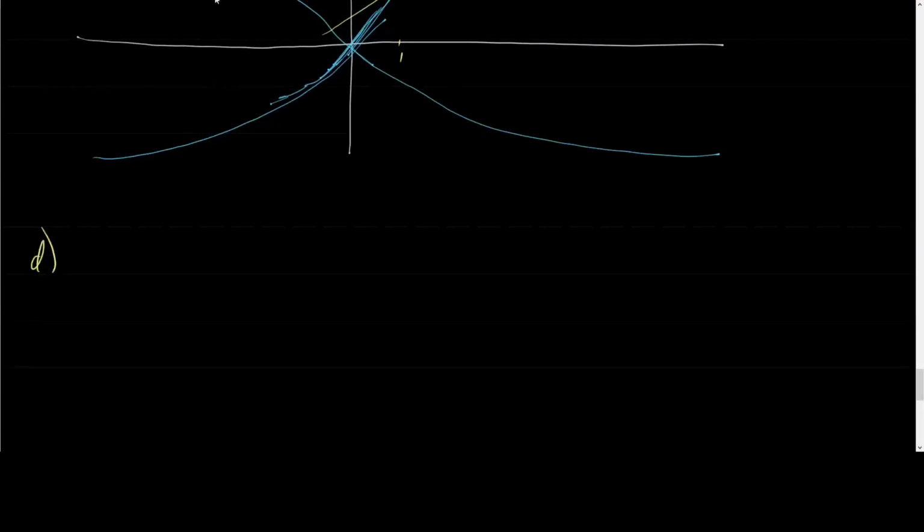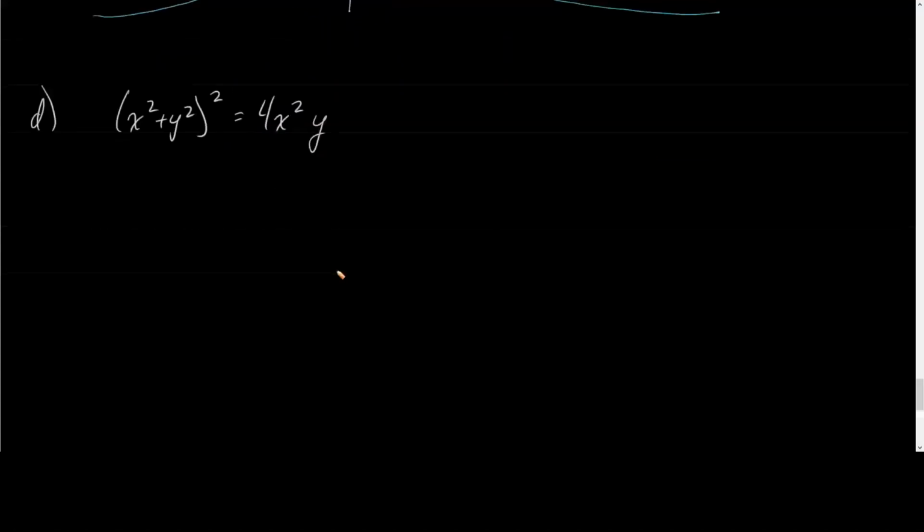Example D is, let me change that color. So we've got x squared plus y squared, squared, is equal to 4x squared y. All right. So again, we're going to find the equation of the tangent line of this, but this time we're going to do it at the point radical 3/4, comma 3/4.